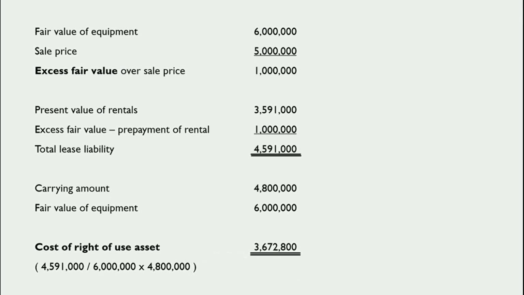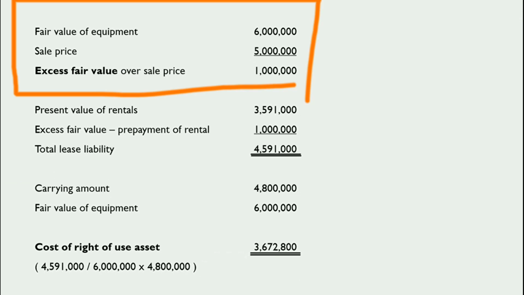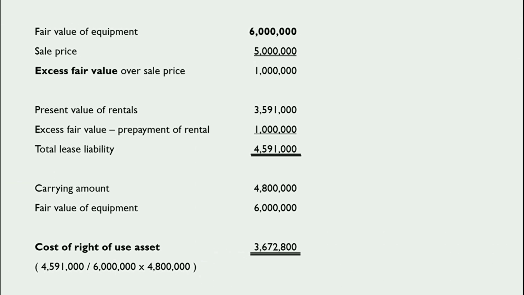So, ang gagamitin nating situation ay yung sa illustration pa rin kanina. So, carrying amount and fair value is already given. What we will find now is the amount of present value of rental payment because this is going to be our numerator to know the cost of right of use asset. So, here it is. First is kukunin natin ang difference ng fair value of equipment and sale price para malaman natin kung ano yung halaga ng sobra. What will happen is that the 6 million fair value minus 5 million sale price, and that is 1 million. This amount is the excess of fair value over sale price.